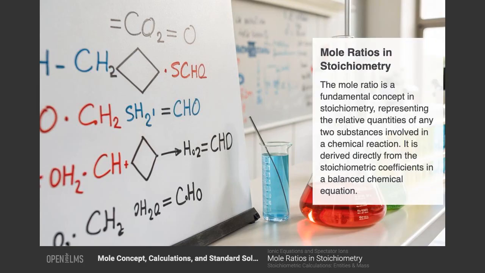Mole ratios in stoichiometry. The mole ratio is a fundamental concept in stoichiometry, representing the relative quantities of any two substances involved in a chemical reaction. It is derived directly from the stoichiometric coefficients in a balanced chemical equation.